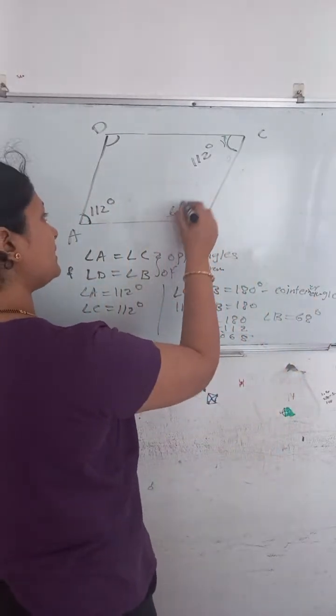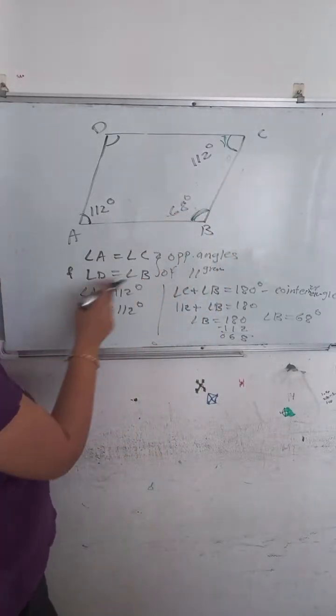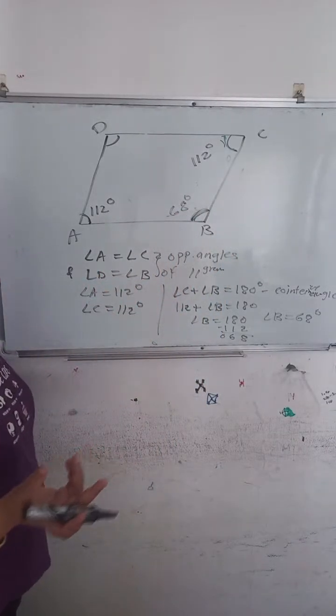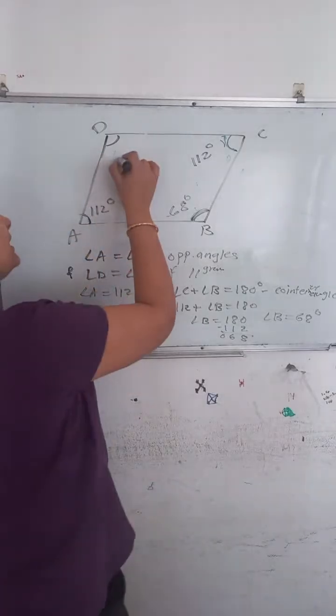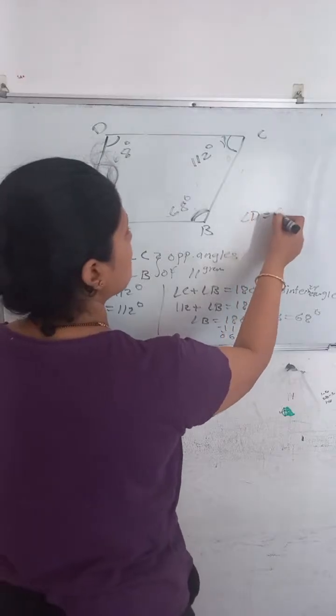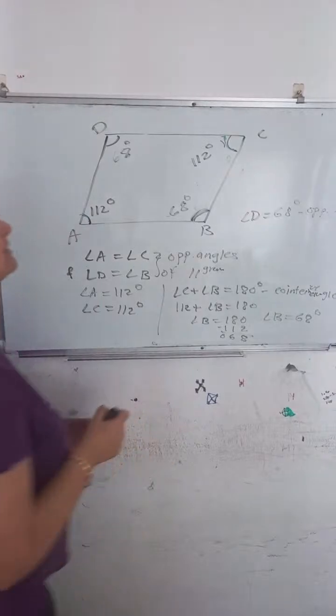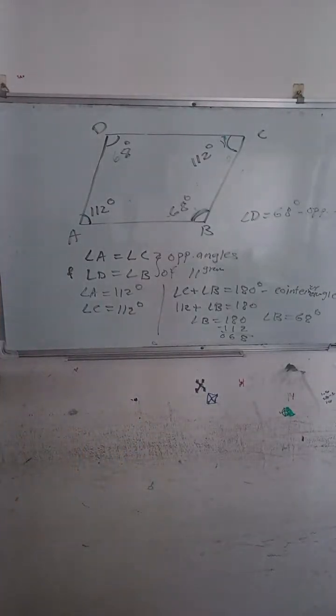So this is 68 degrees, and here I just wrote 68 because they are opposite angles. So angle D is also how much? 68, because of opposite angles. That's it. Okay, getting this? This is very simple, easy numericals. These all questions are concept based. If you are able to clear all the basics, then it's very easy.